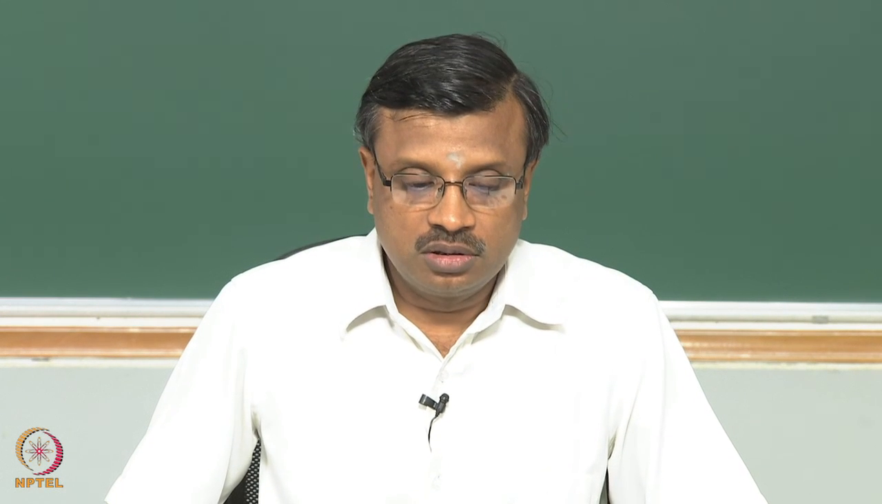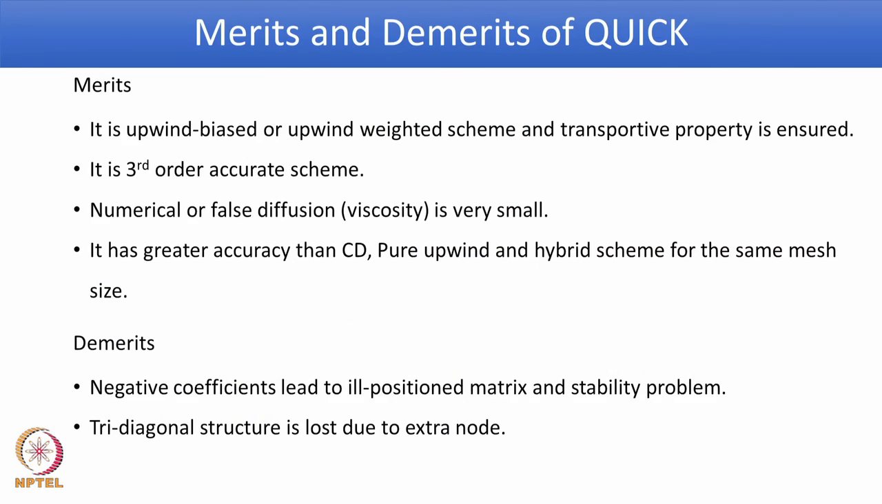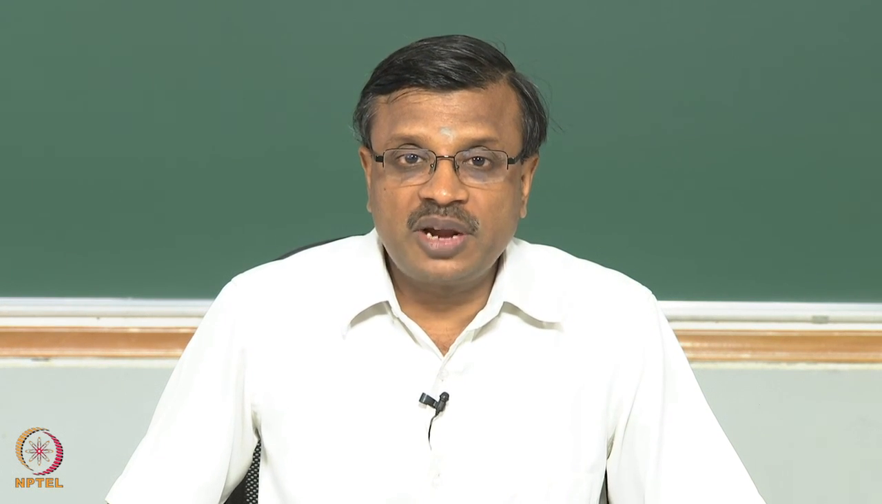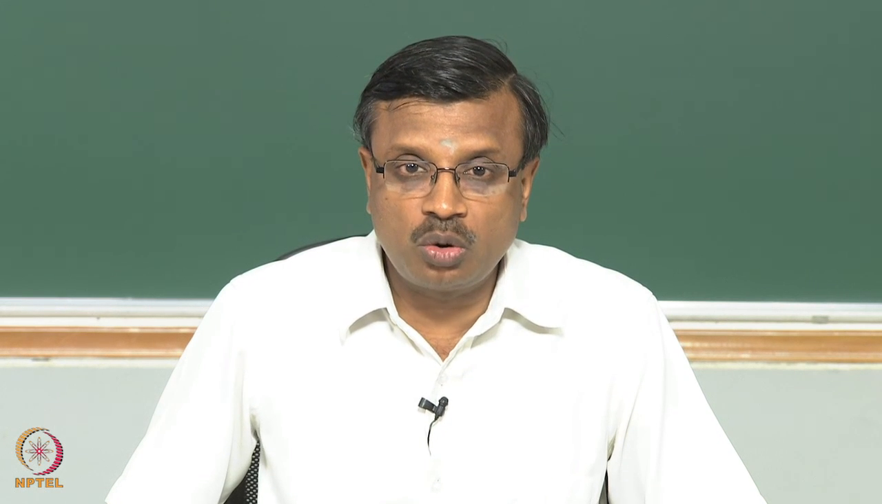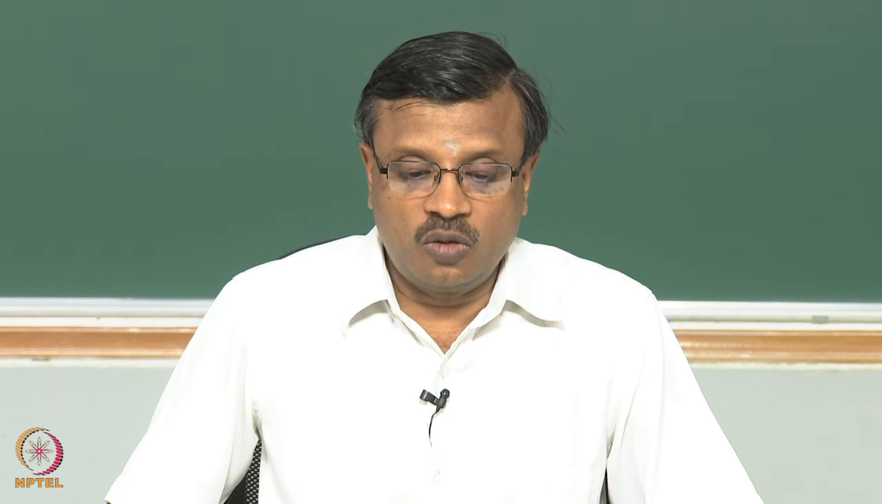One more important property is the tridiagonal structure. We are going to see in detail what is a tridiagonal matrix and how to invert a tridiagonal matrix. In the case of central differencing scheme, we had a tridiagonal structure of a matrix, that is, we had one main diagonal, immediately super and immediately subdiagonal. Then there is a separate procedure available to invert that type of matrix. In this QUICK scheme, because we have considered one extra node, the tridiagonality of the structure is disturbed and you have to have a separate procedure to invert that matrix.